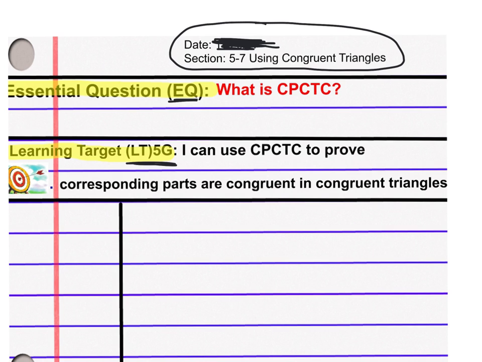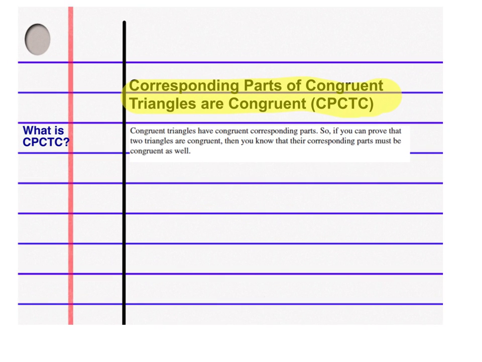And that's what that stands for: corresponding parts in congruent triangles are congruent. So it's an acronym so that you don't have to write this out every single time. Okay, so what is CPC-TC? Corresponding parts of congruent triangles are congruent. Congruent triangles have congruent corresponding parts. So if you can prove that two triangles are congruent, then you know their corresponding parts must also be congruent.